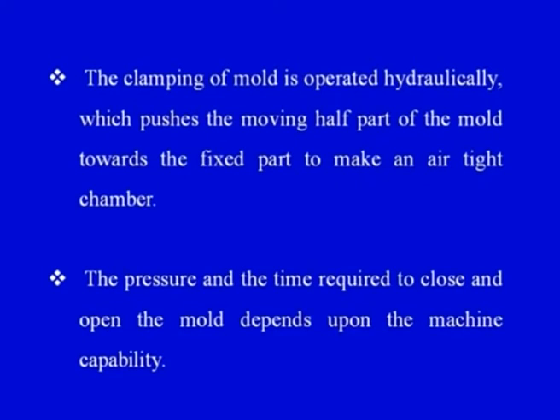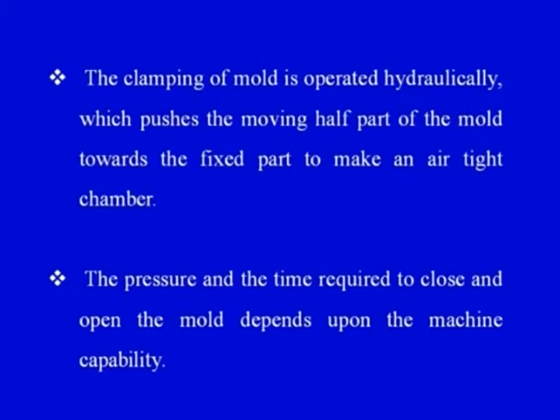Which I have already explained, that the mold is made up of two halves. One half is attached to the injection unit through the nozzle and the other half is movable. So the clamping has to be done between the two halves of the mold. The clamping of the mold is operated hydraulically, which means that it pushes the moving half of the mold towards the fixed part to make an airtight chamber, or this chamber we can call the mold cavity.